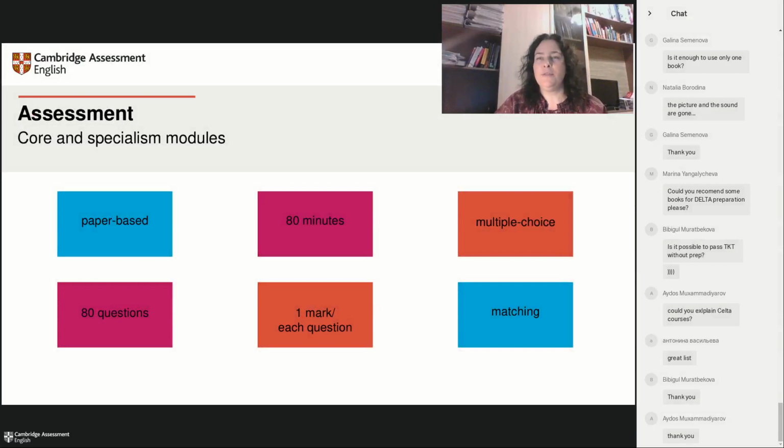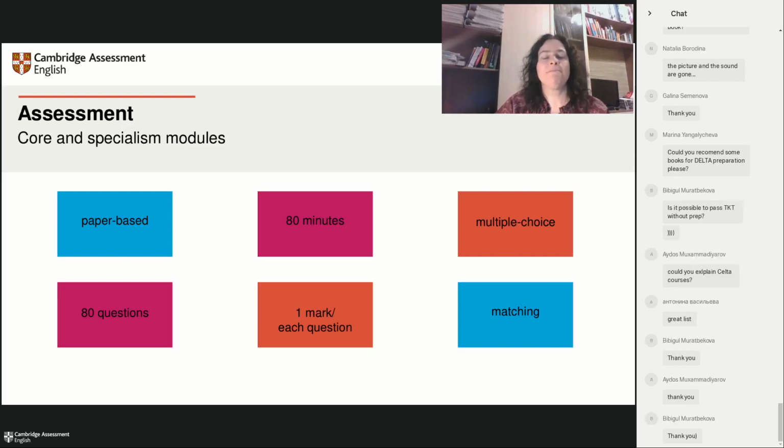Okay, that's enough of references, right? So let's talk about the models. All of the models, remember, are paper-based. All of them consist of 80 questions, and it will take you 80 minutes. You can earn 1 mark, 1 point for each correctly answered question.